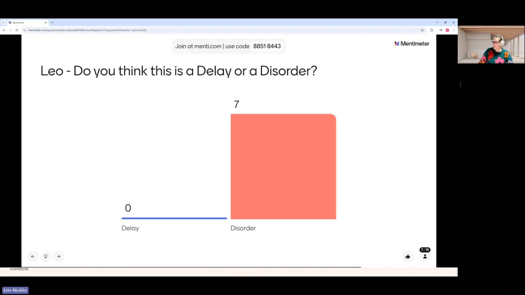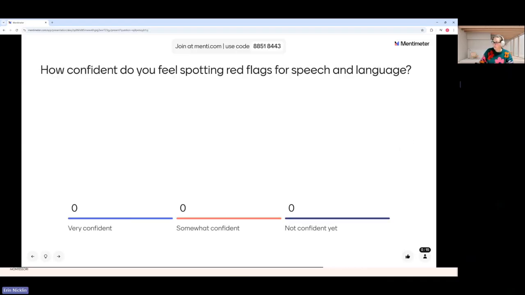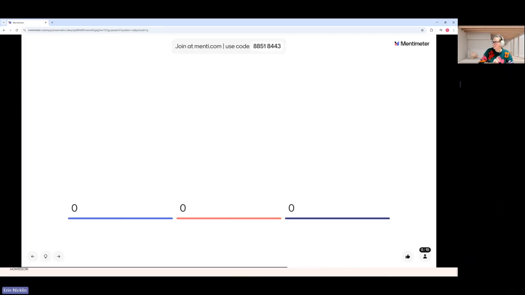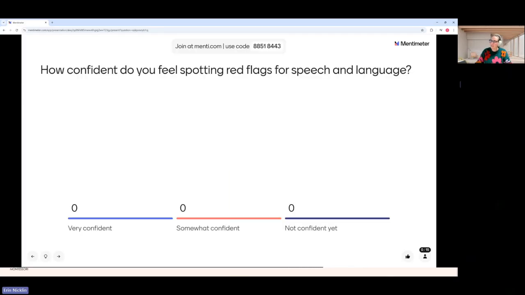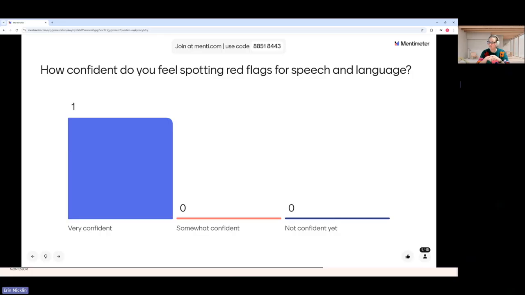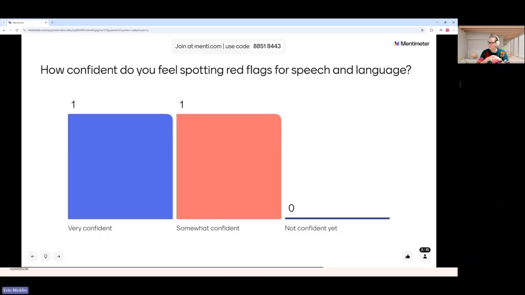Okay, I'm going to go back because I do have a few other questions that I wanted to ask. I forgot that it was there. I need to put some notes in. How confident do you feel spotting red flags for speech and language now after hearing those little red flags that we kind of went through just then? Very confident, somewhat confident, not confident yet. Oh, good. Feeling confident. Great. Awesome.